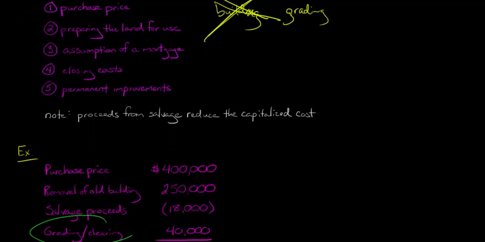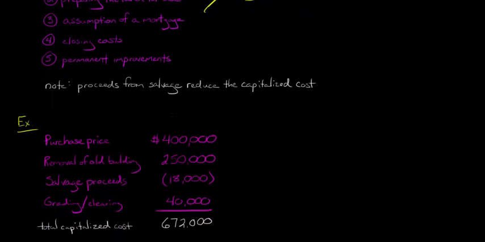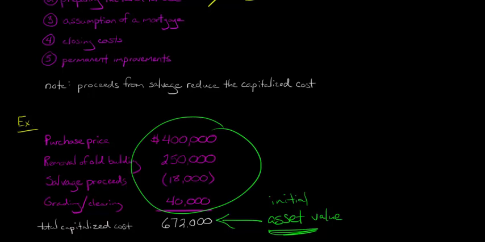And then you have to do grading and clearing of the land to get it ready for a new building. That costs $40,000. So all of these costs are going to be added together with the exception of the proceeds, which is actually subtracted. And the total capitalized cost is $672,000. And again, remember that capitalized means that this is going to be the asset's value. When we talk about something being capitalized, we're talking about making it an asset. And so this is going to be the initial asset value of that land on the balance sheet. Right? So all these things here affect that land's balance sheet value.